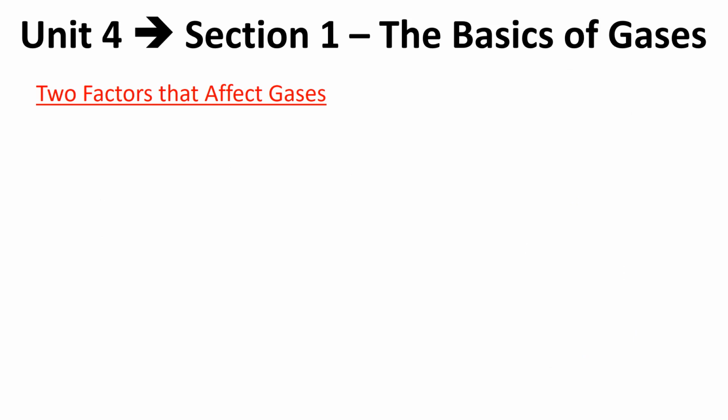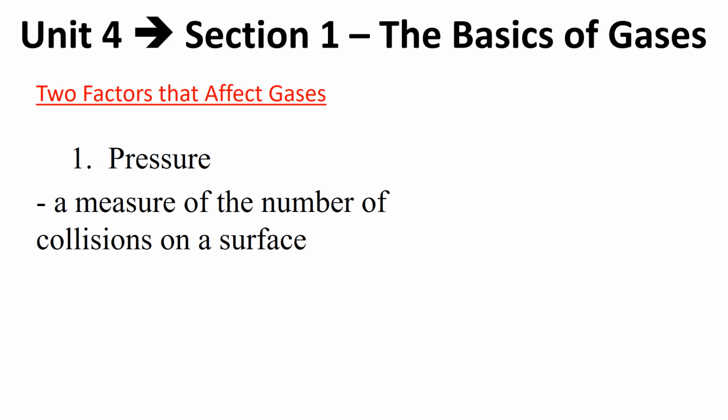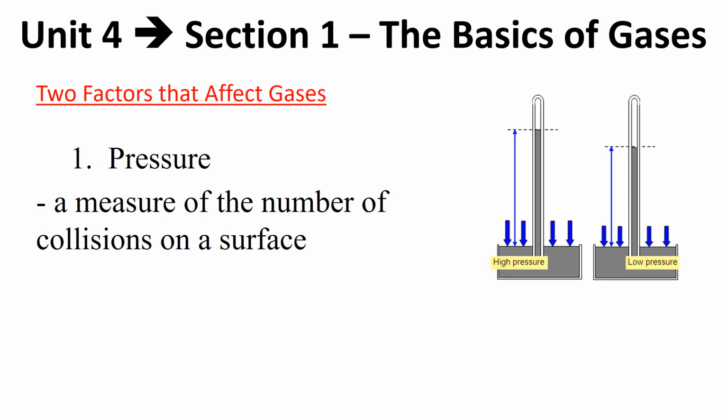So I want to look at two factors that affect gases. The first one is pressure. Pressure is the measure of the number of collisions on a surface. So pick any surface, particles hitting it, that's going to represent the pressure. There are four pressure terms that we're going to investigate here, and we're going to need to know. And this is an important conversion factor. So the first one is something in kilopascals. That's what kPa stands for.